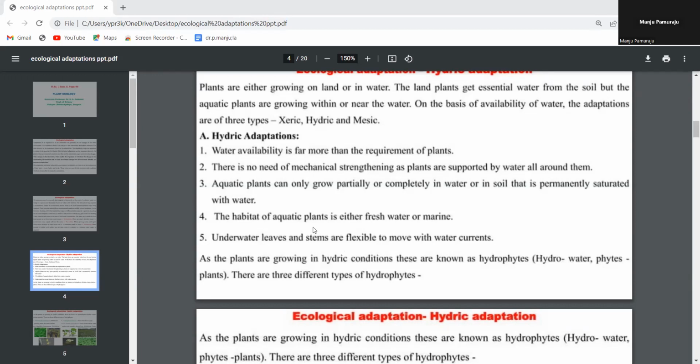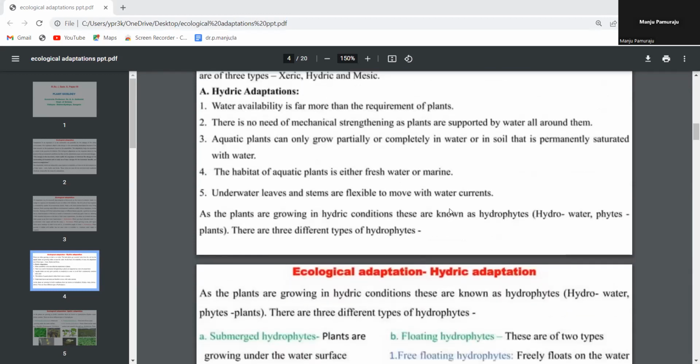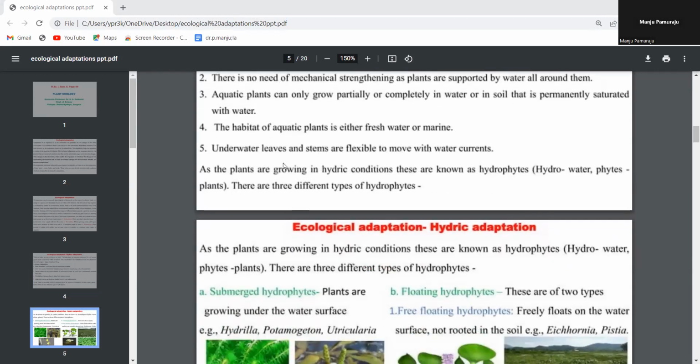Here, generally, there is no need for mechanical strength, as plants are supported by water all around them. Aquatic plants can grow partially or completely in water, or in soil that is permanently saturated with water. The habitat of aquatic plants is either freshwater or marine. Underwater, leaves and stems are flexible to move with water currents.